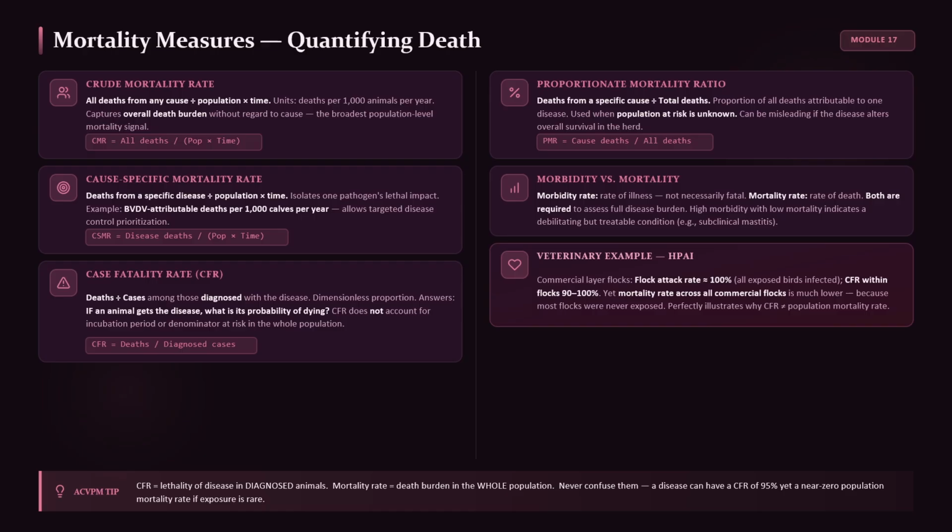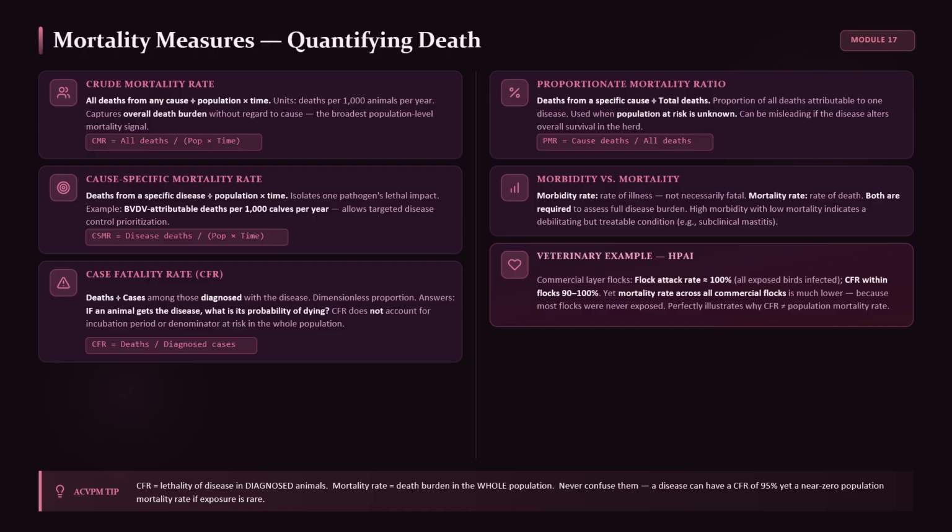Now, the proportionate mortality ratio is a different animal. It's deaths from one cause divided by total deaths, the share of all deaths that one disease accounts for. The beauty here is you don't need a population denominator at all, which is handy when you only have necropsy data. The catch: it can mislead you if the disease shifts overall survival in the herd, so read it carefully.